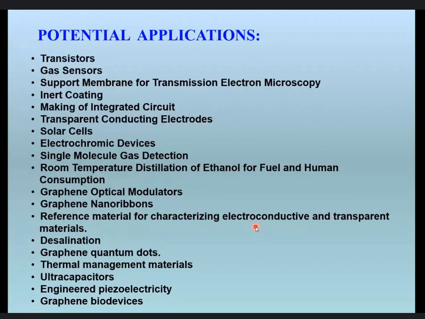There are lots of applications, as you see here on the screen, everywhere: graphene quantum dots, graphene biodevices, inert coating, transparent conducting electrodes, solar cells. It's very important in solar cells. Electrochemical devices, single molecule gas detection, many applications of graphene are there. That is why they got the Nobel Prize.